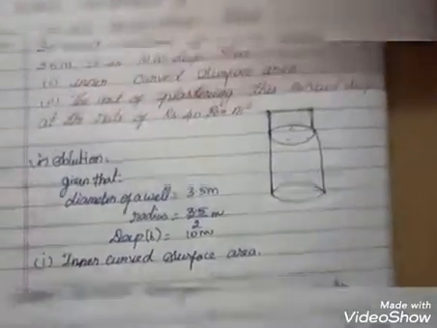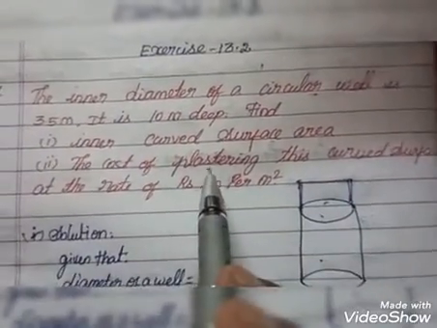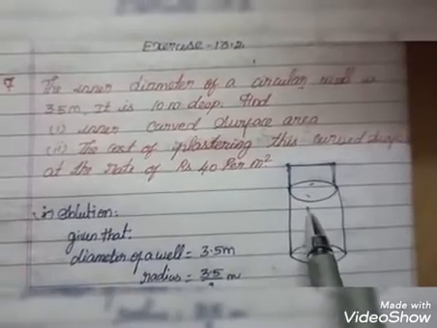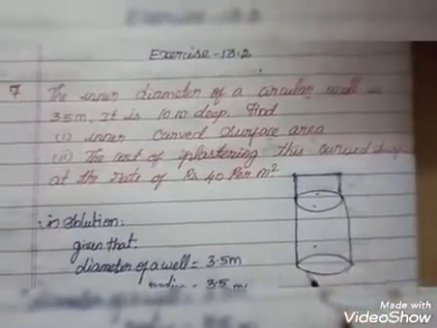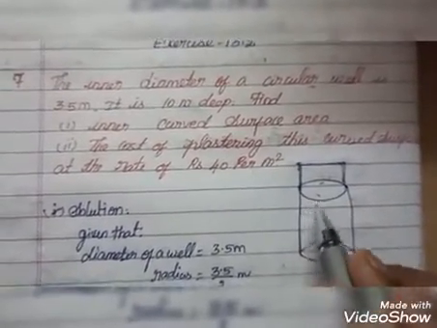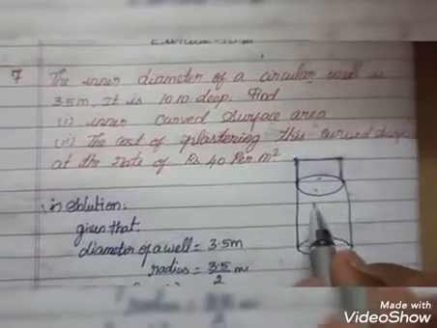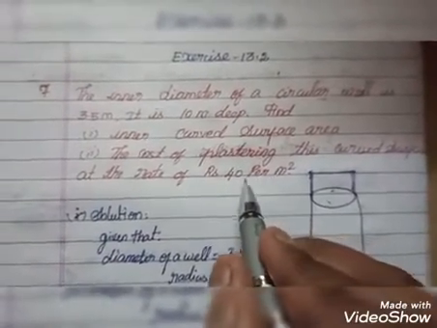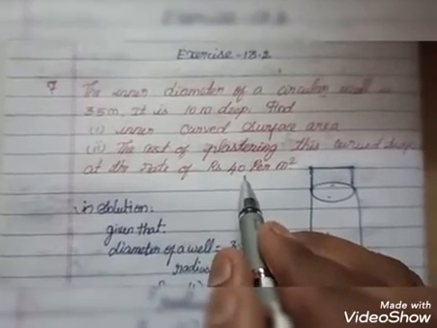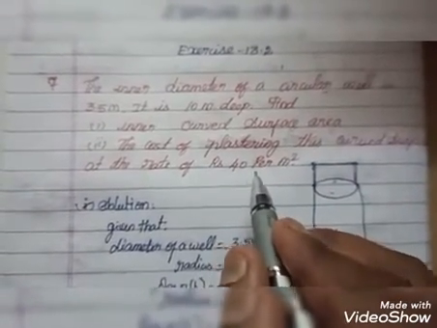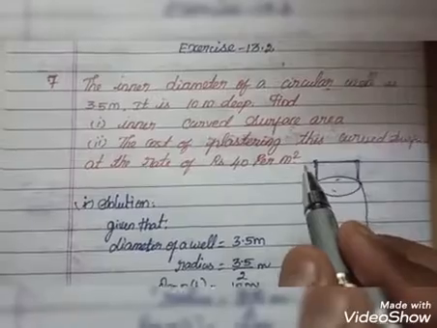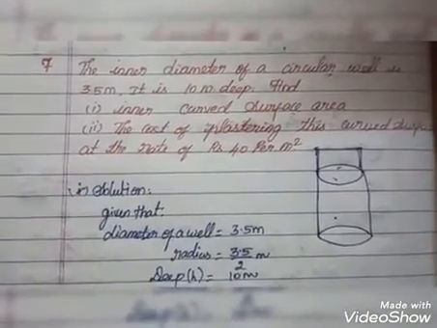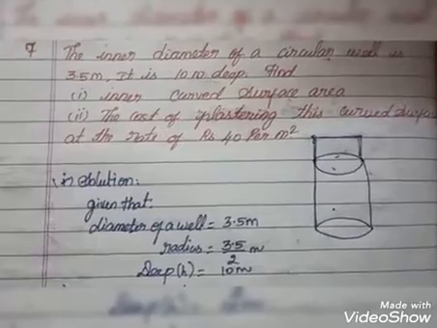Next what we need to find? We need to find the plastering. Plastering is nothing but you need to correct it by using cement, you need to paste it, you have to level it. So how much is the cost? Per meter square is 40. So you need to find out how much it costs to plaster this well. So second, we need to find the cost of plastering.